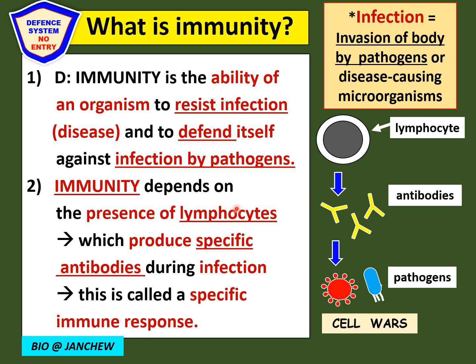So how does immunity come about? It depends on the presence of lymphocytes in our body. These cells have a big round nucleus, and they are white blood cells or leukocytes, special white blood cells, which can produce specific antibodies to destroy specific pathogens. All right? So the antibodies are specific for each type of pathogen, meaning that one type of antibody can only act on and destroy one type of pathogen.